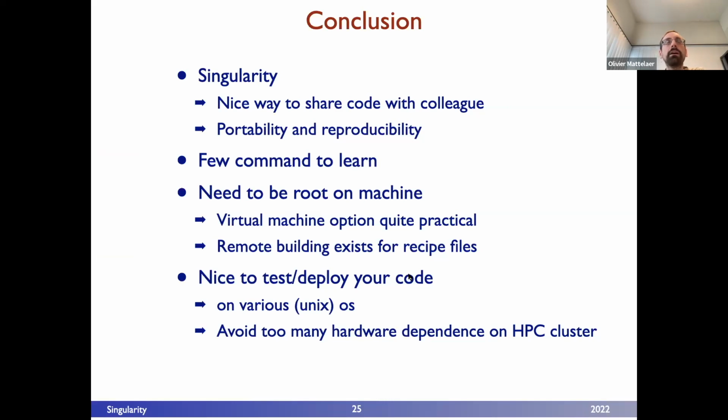So this brings me to my conclusions. Singularity and containers in general are, I think, a nice way to share your code with colleagues, and therefore have portable code that can run in multiple places, and therefore increase reproducibility. Of course, there is a cost in terms of performance: even if Singularity itself doesn't penalize you, the fact that you need to have portable code will have some cost.